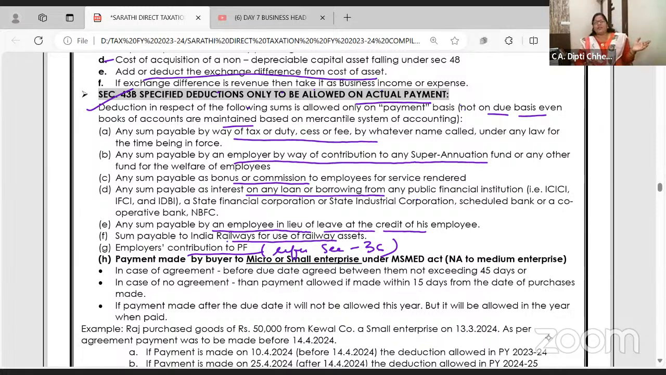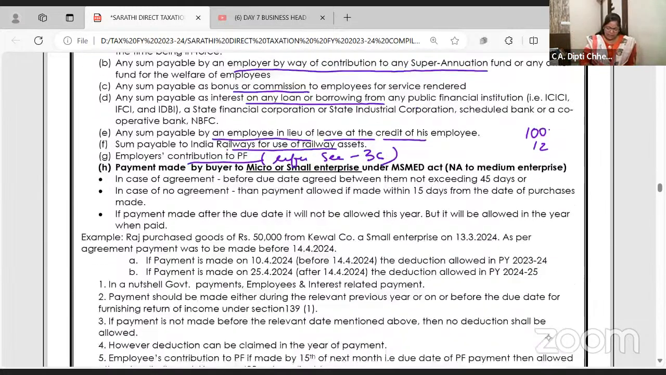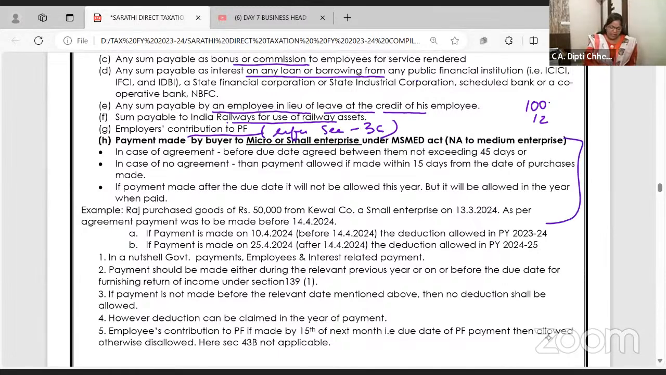Yes, employer's contribution. You are an employer. You are paying salary 100 and putting 12 in PF. You can pay either by March or before the due date of filing the return. Done? Last one, yesterday we did it with an example. It's a recent amendment also.